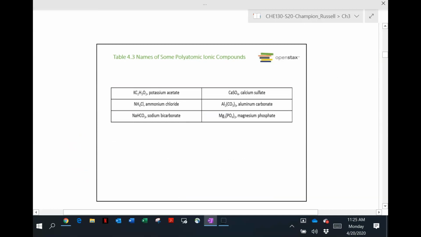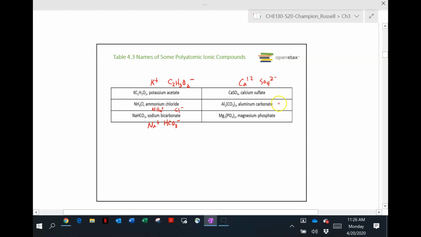Here are some examples of polyatomic ions. C2H3O2- is acetate, right? Potassium is +1. So when we cross those, we get potassium acetate as written here. Ammonium is the NH4+ ion. Chloride is Cl-. The bicarbonate ion, or the hydrogen carbonate ion, is HCO3-. Sodium is +1. Calcium sulfate, calcium is of course +2. The sulfate anion is SO4 2-.